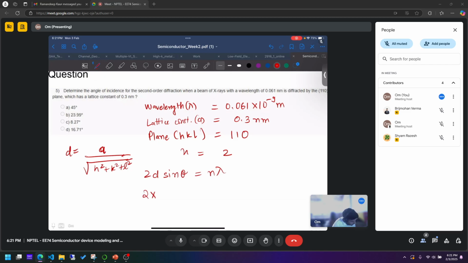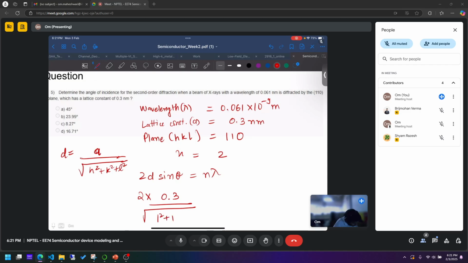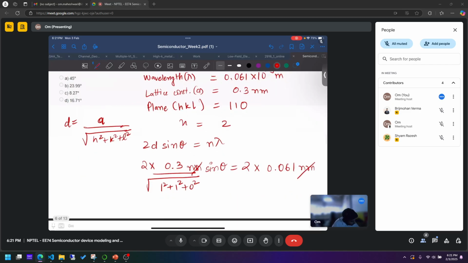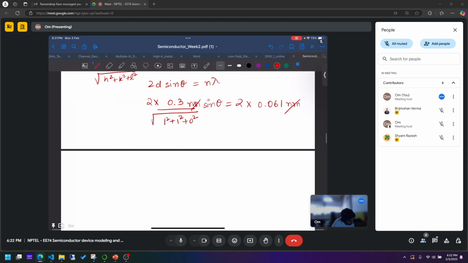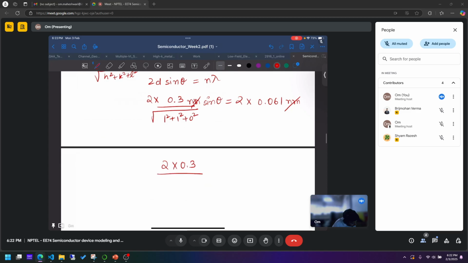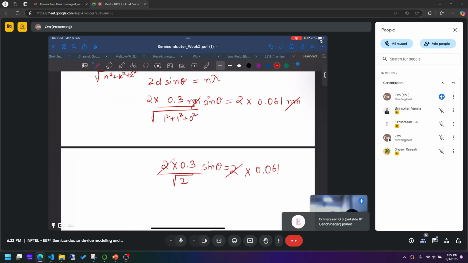2 into a is, okay, let's just put it in nanometer terms for now, 0.3 upon under root 1 square plus 1 square plus 0 square, sine theta equals 2 times 0.061 nanometer. So both are nanometers, so I can cancel on both ends. So 2 into 0.3 by root 2 sine theta is 2 times 0.061. Okay, so sine theta equals root 2 into 0.061 upon 0.3.